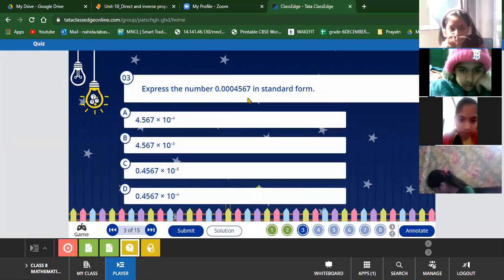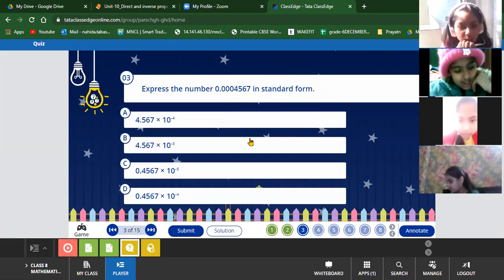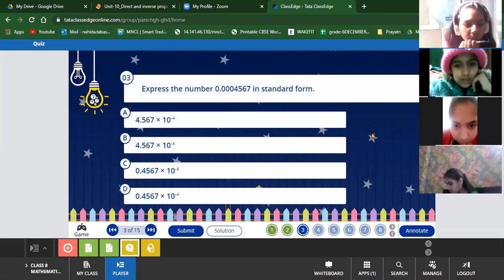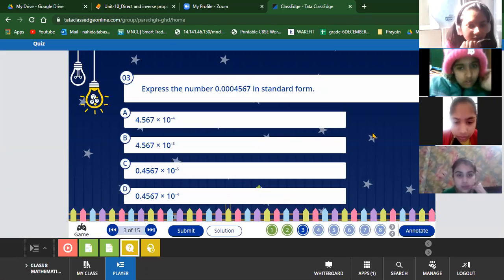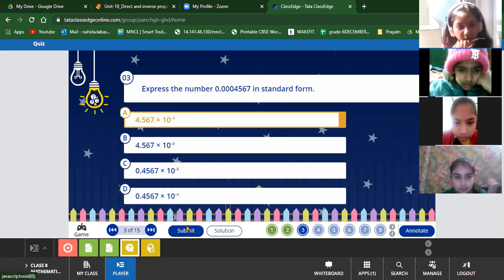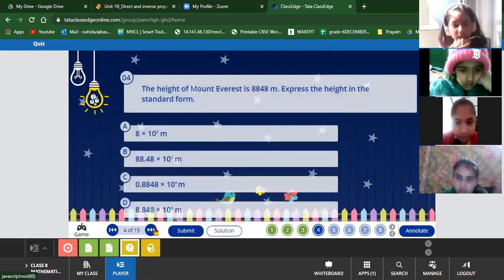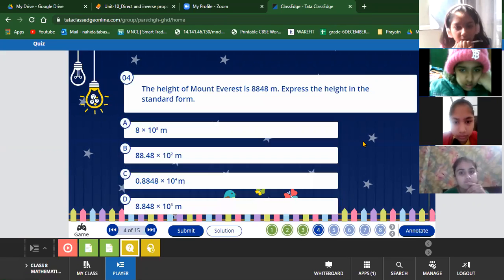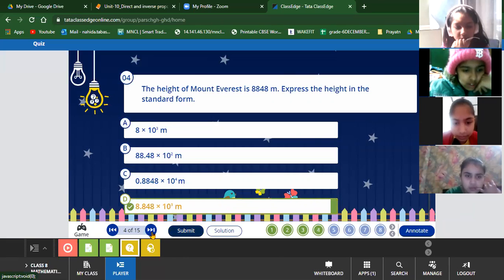Next, express the number in the standard form. It must be 4.567 into 10 raised to the power -4. A. Okay, A. Let's check. Right. Next. The height of Mount Everest is this much meter. Express the height in the standard form. 8 into 10 power. D. Okay, yes, it will be D.